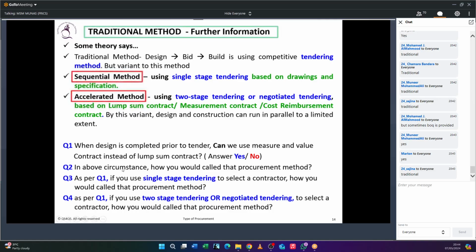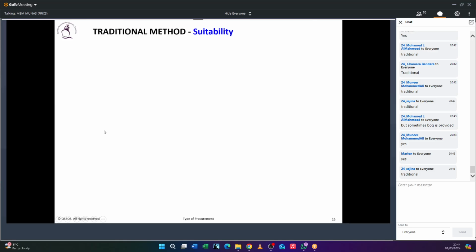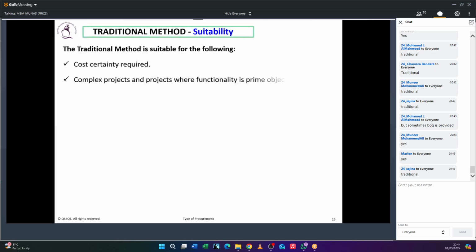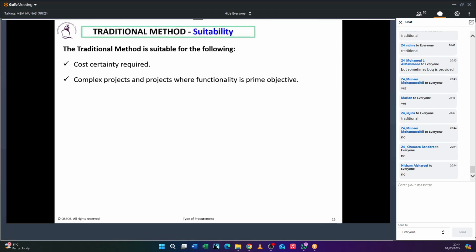So therefore, I just put this information to make you aware, and you have to be ready to face these challenges. Now when it comes to the traditional method, what is the suitability of the traditional method? The traditional method is suitable when you need cost certainty or the project is very complex. Complex means, let's say you have a simple apartment building. Is that a complex project? Is that complex? No, it's not complex, because a simple apartment is not going to involve any complicated process.